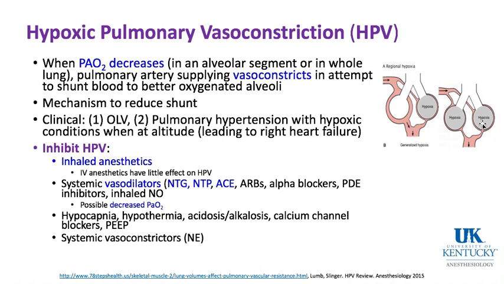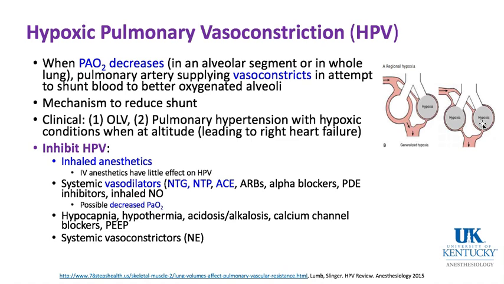And then a keyword from 2019, again in purple here, is the things that inhibit this hypoxic pulmonary vasoconstriction. Our inhaled anesthetics do that to some extent. Our IV anesthetics have very little effect on HPV. So propofol, etomidate, opioids, and benzodiazepines have little effect on HPV, while inhaled anesthetics inhibit it.